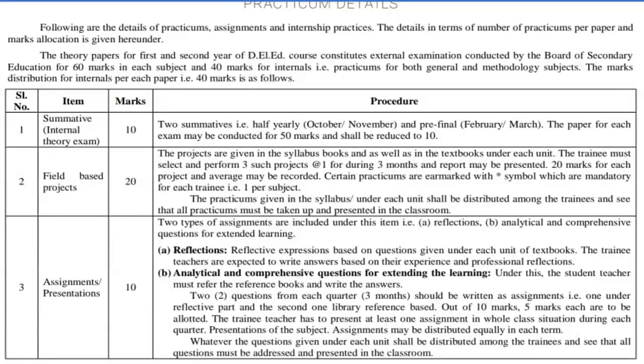One summative is known as half-yearly. It will generally be conducted in the month of October or November, but because of this pandemic, the dates may vary, and as per the guidelines issued by our SCERT, we conduct this summative examination. A pre-final summative examination will also be conducted, and the paper for each exam may be conducted for 50 marks and shall be reduced to 10, and these 10 marks will be added to your main marks list.